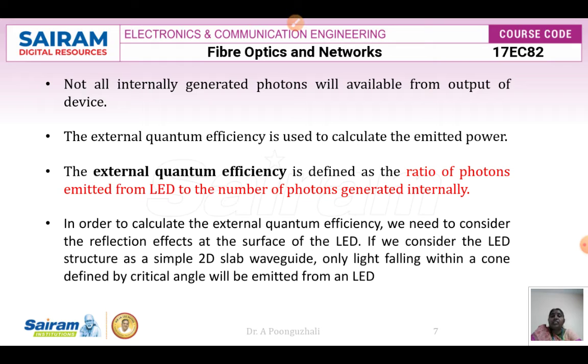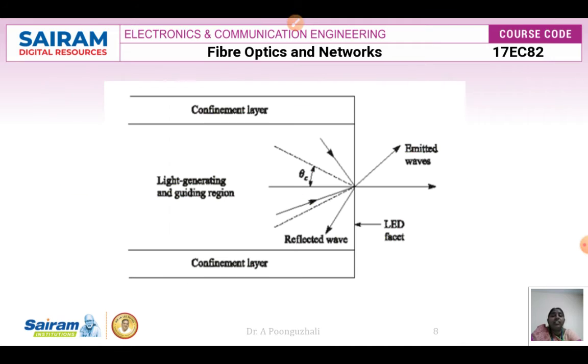To calculate the external quantum efficiency, we should consider the reflection effects at the surface of the LED. Here we take a simple structure, the 2D slab waveguide, where the light falls within the cone defined by the critical angle condition and is emitted from an LED. This is the confinement layer, this is the light generating and guiding region, and the light is incident at the critical angle theta_c. These are the emitted waves, and this is the axis of the fiber.